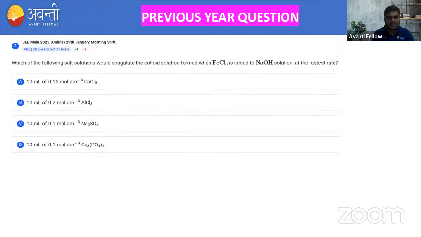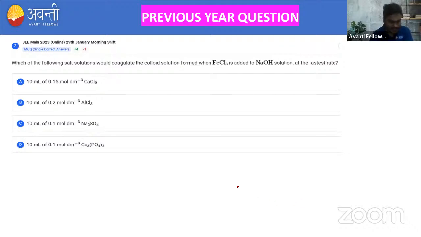Now, the next question is, which one of the following salt solutions would coagulate the colloidal solution formed when FeCl3 is added to NaOH solution at the fastest rate? बोला है at the fastest rate पे कौन करेगा? So बहुत simple question है, again coagulation Hardy-Schulze rule से है. So which of the following? For this we need to know whether it is a negative sol or the positive sol, right? So which of the following salt solutions would coagulate the colloidal solution formed when FeCl3 is added to NaOH, right?